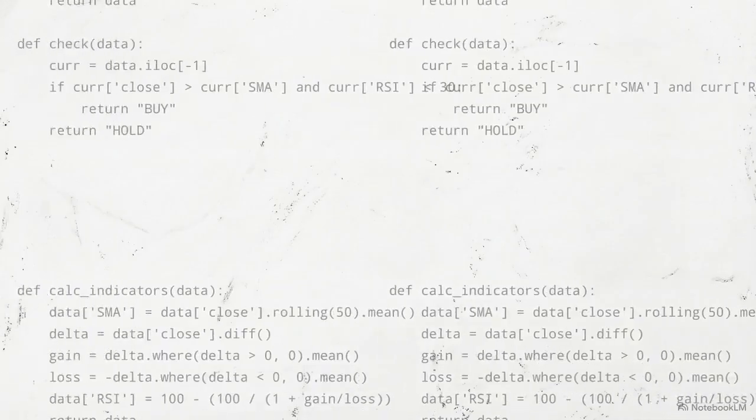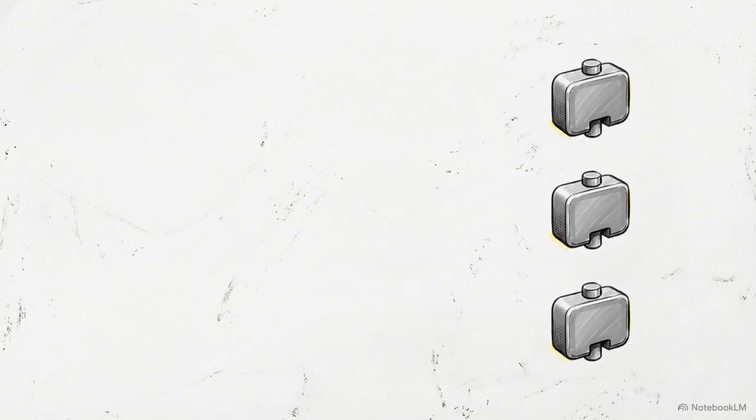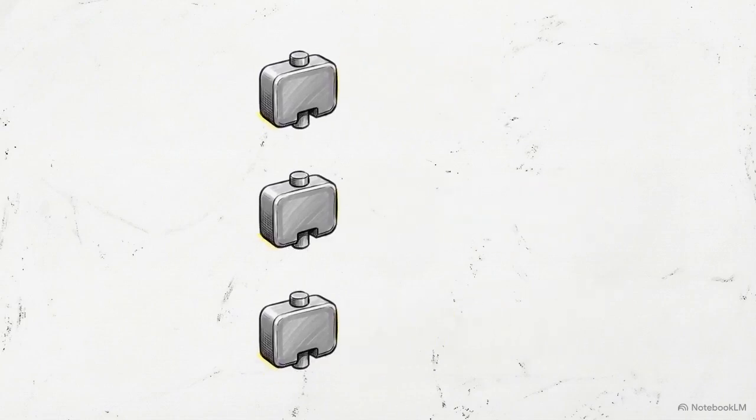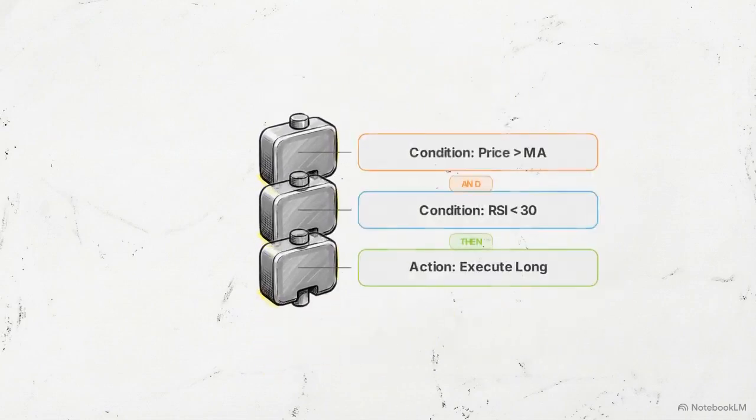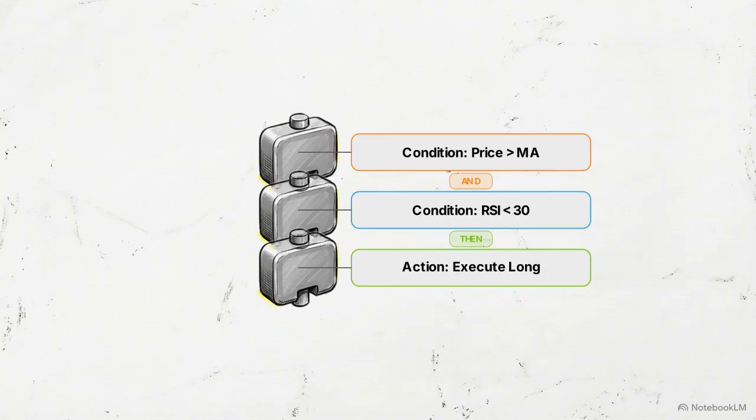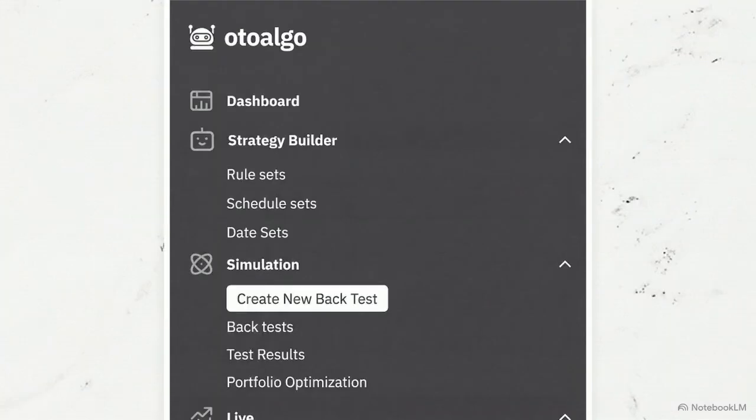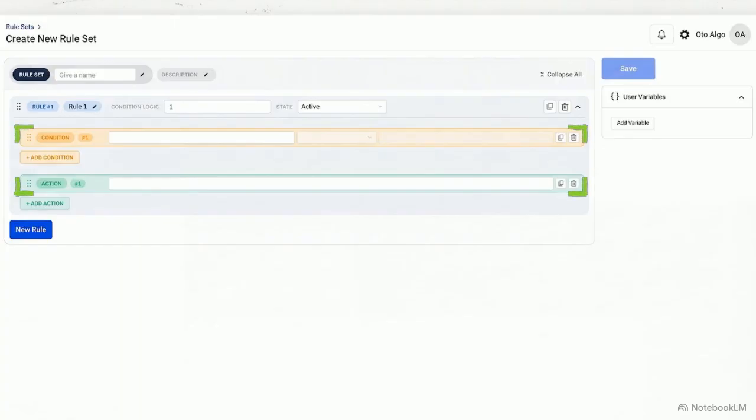This visual building approach allows you to formalize your strategy into a series of logical steps, removing the technical barriers that traditionally limit algorithmic execution to programmers. To begin, navigate to the sidebar under Strategy Builder and select Rule Sets to initialize a new blank configuration. Every rule is built from two components: conditions, which serve as triggers, and actions, which are the executed tasks.